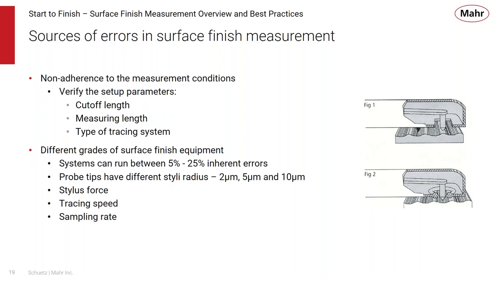There's also different grades of surface finish equipment out there. Systems can run between 5 and 25% inherent errors. That's something to consider. There are different types of probes out there having different styli radiuses of 2, 5, or 10 microns. It's important that if you're comparing results between equipment, that you're using the same styli radius. Systems have different force, which is to be considered, or the tracing speed, or the sampling rate. Any one of these can affect the results that are obtained.